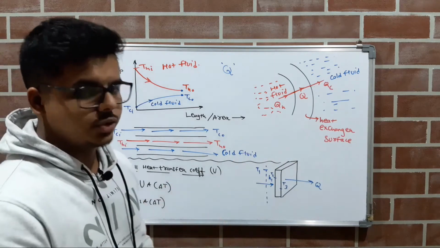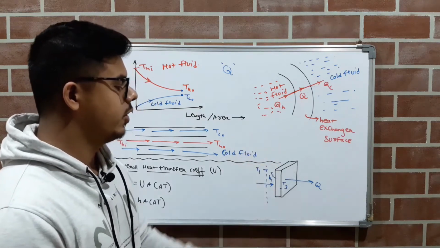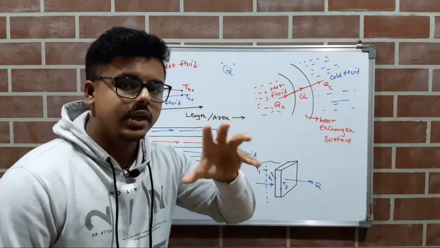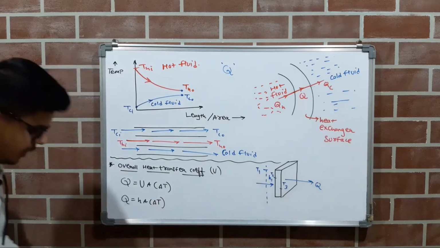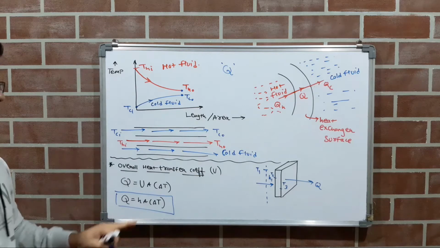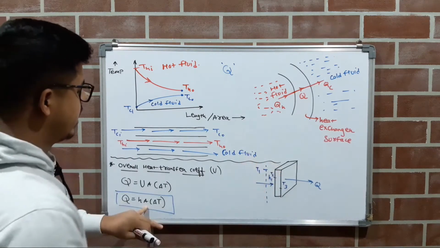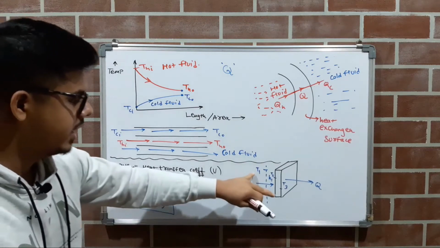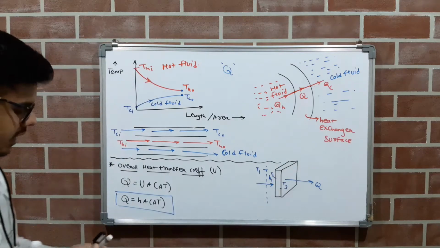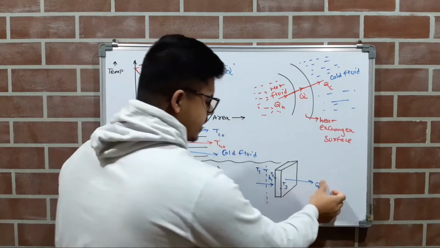Whenever we have a situation in which we have a fluid on only one side of a solid boundary or solid medium, and we want to find the heat transfer rate in terms of convection, then we will use Newton's law of cooling. We will write h1 into A, whatever the area of the plane wall is, and the temperature difference will be T1 minus T3. So you will get the value of Q. Now where to use the other formula? I will just modify these conditions.